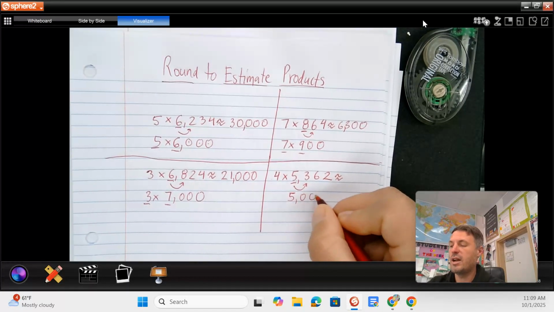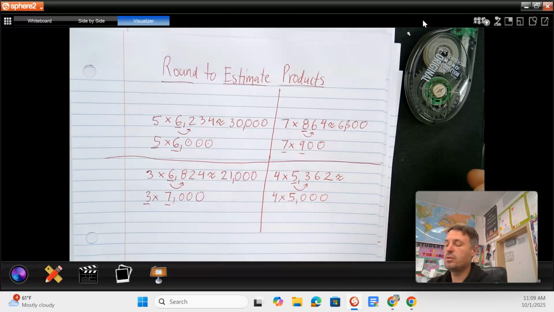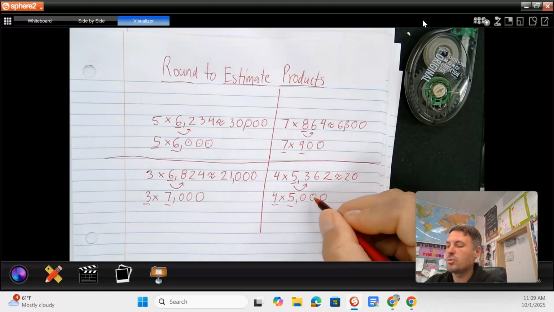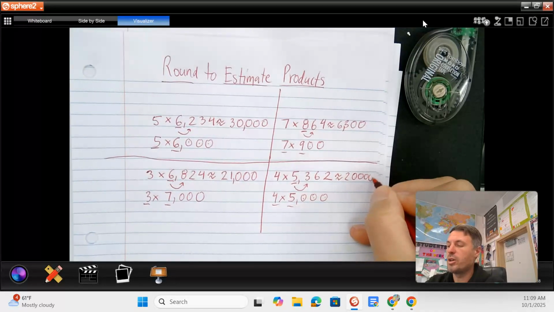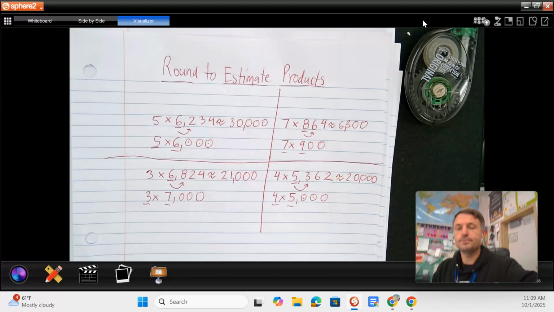And all the digits to the right become zeros. So now we're multiplying 4 times 5,000 rather than 4 times 5,362. And so we just do 4 times 5, that's 20, and then we take these 3 zeros and we drop them to the right of the product, 20,000. So 4 times 5,362 is about 20,000.